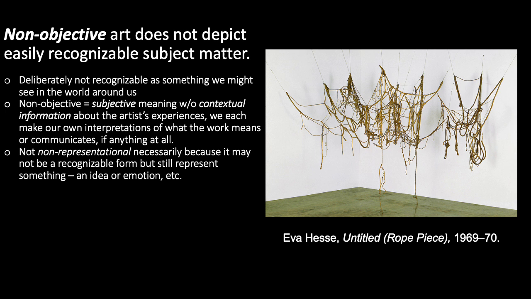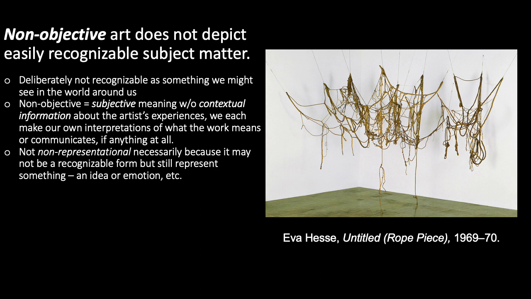Artworks can also be non-objective, meaning they do not depict easily recognizable subject matter. In fact, non-objective artworks deliberately depict non-recognizable objects or subjects. They don't give us things that we might see in the world around us every day. Non-objective artworks are subjective, which means that without any contextual information about the artist's experiences or intent, we each make our own interpretations about what the artwork might mean or communicate, if anything at all.